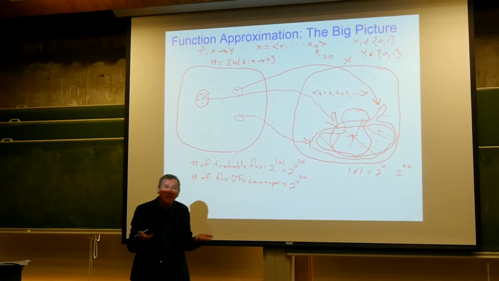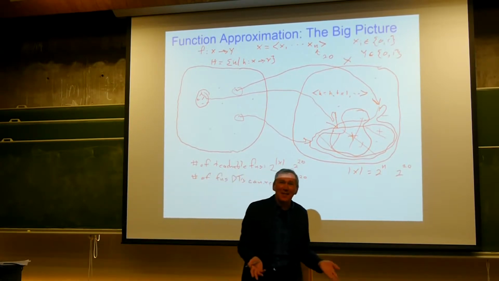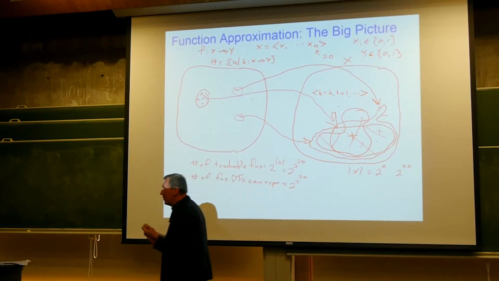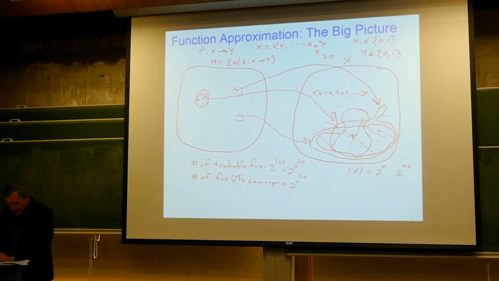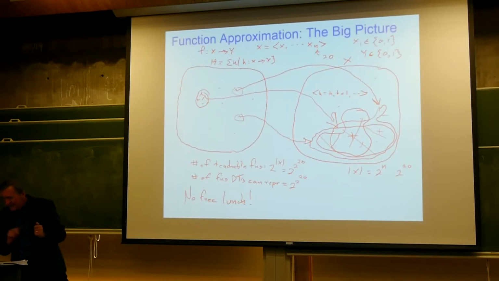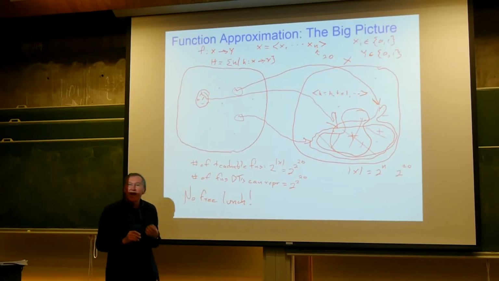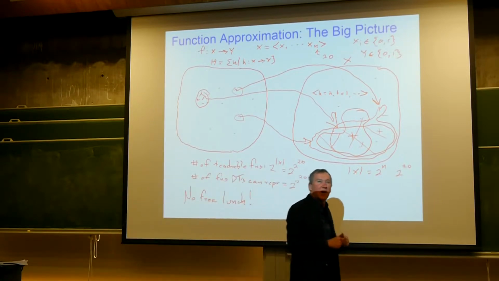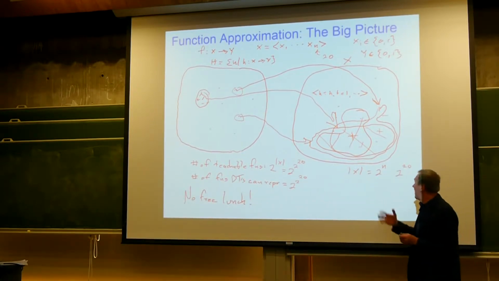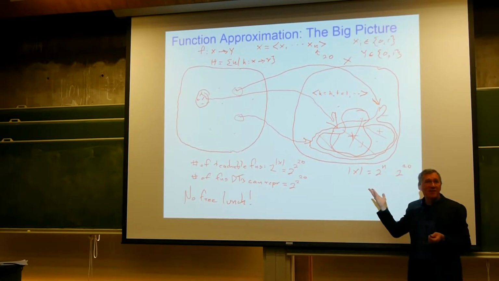So this is a fundamental, sad but true fact about inductive inference, which goes by several names. One name that it goes by is there is no free lunch. We can't really get a program to guess the right function until it has seen all of the examples.